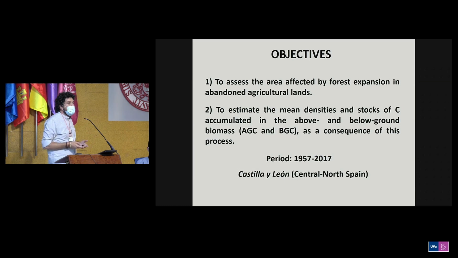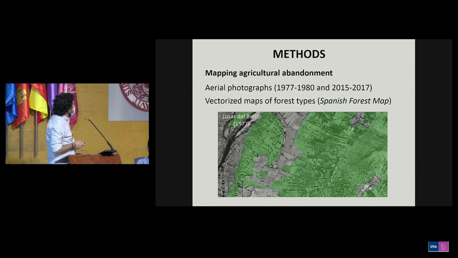In our study, we applied this approach to our study area in order to assess the area affected by forest expansion in abandoned agricultural lands, to estimate the mean densities and stocks of carbon accumulated in the above and below ground biomass as a consequence of this process over the period 1957-2017 in Castilla y León, a vast region in central North Spain, very affected by depopulation over the last decades. So first of all, we mapped the areas in which agricultural abandonment has taken place.